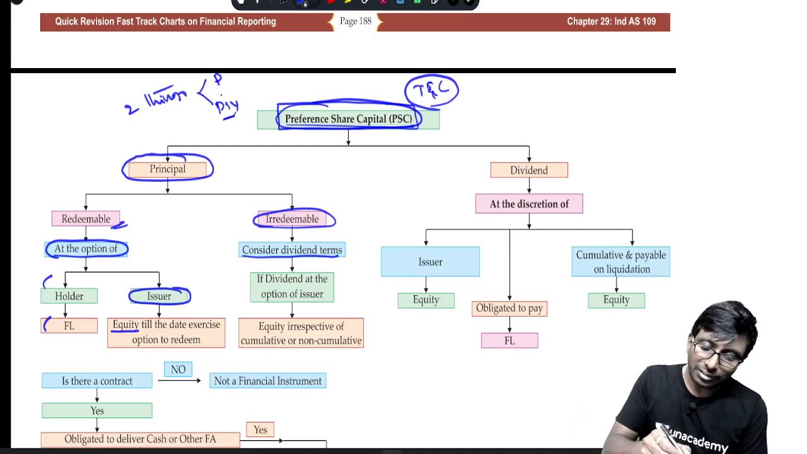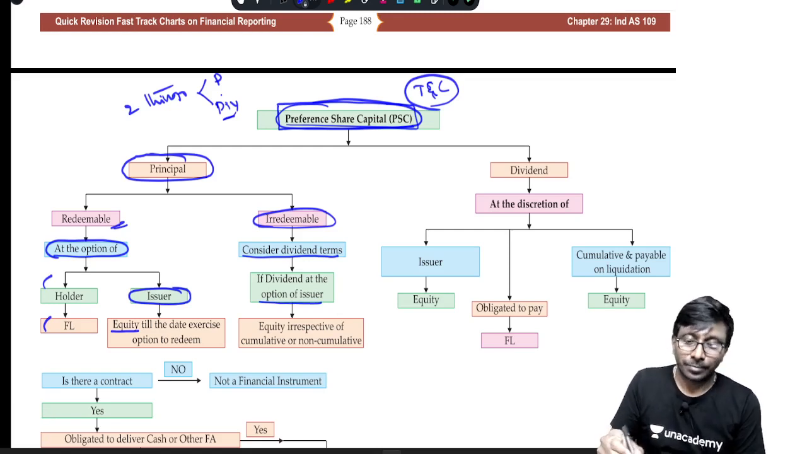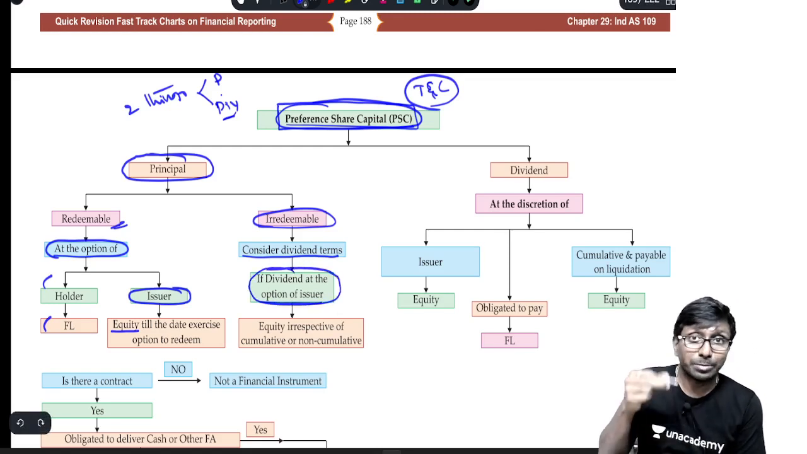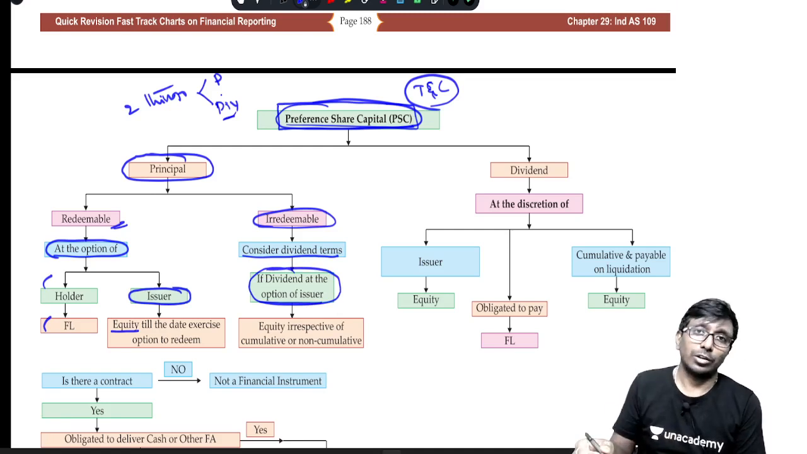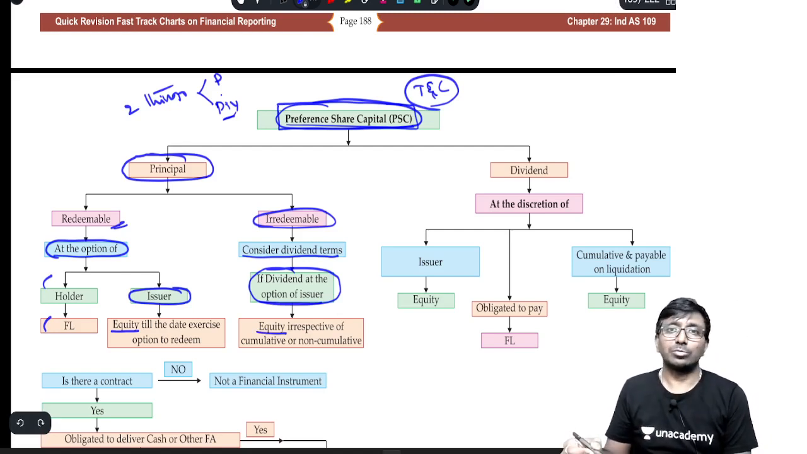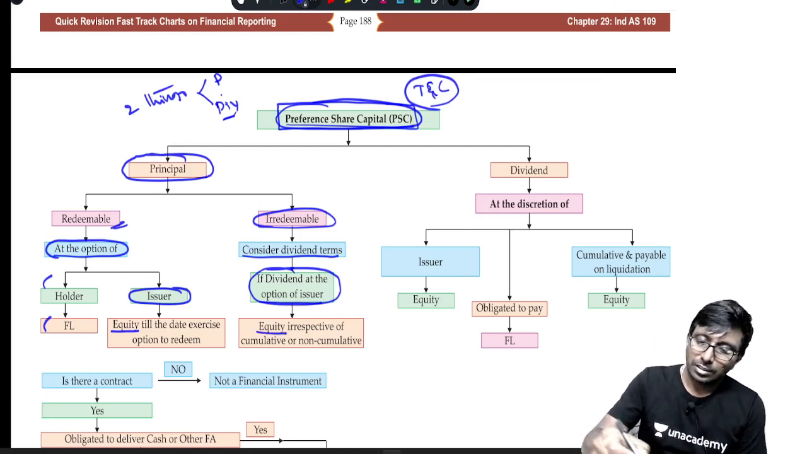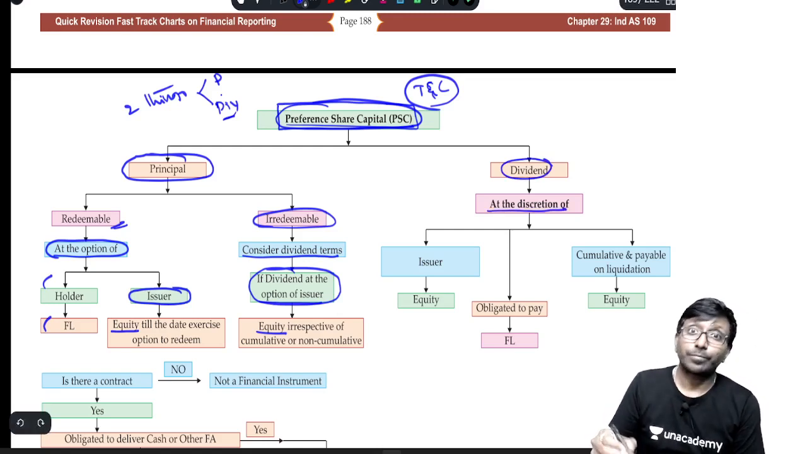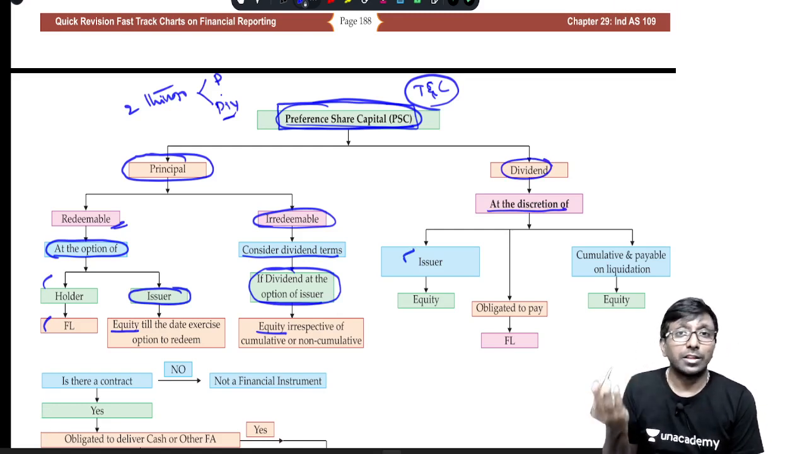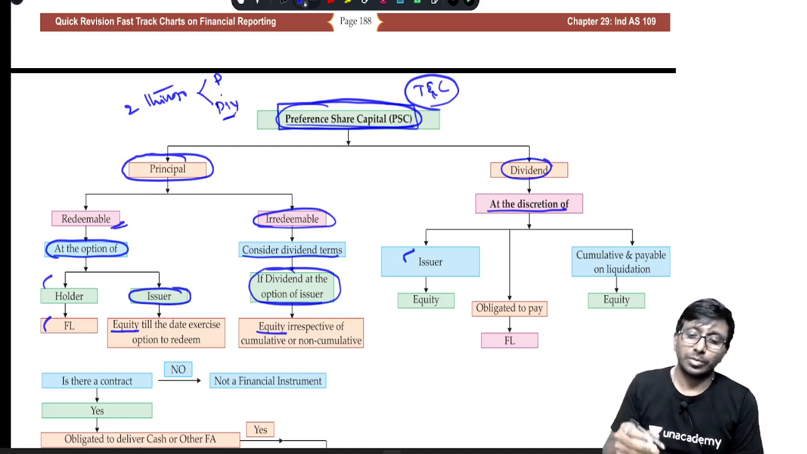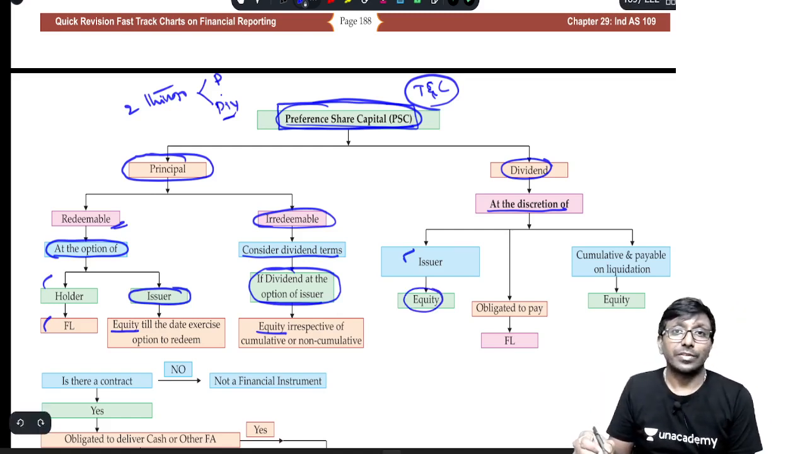Next, if the dividend is payable at the option of the issuer, the company decides whether to give dividend or not. Then principal also I am not responsible, dividend also nobody has the right to ask me, then obviously it is 100% equity instrument to me. Next, come to the dividend angle. If it is at the discretion of the issuer, the company will pay whenever they feel; if they want, they will pay, otherwise they don't. Under that circumstance, I'll classify it as equity.